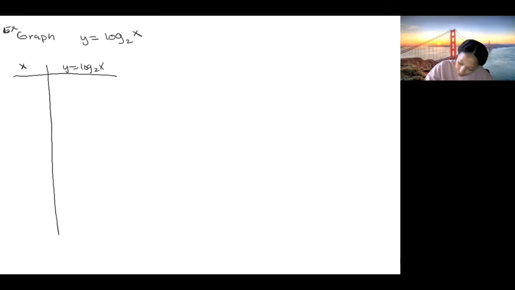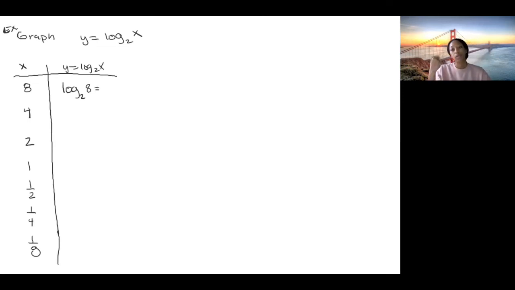So let's go 8, 4, 2, 1. Remember, we said when we're taking the log of a number, we can't take the log of a negative number. It has to be positive. So we can look at some fractions though. 1/2, 1/4, and 1/8. So the first one, which we just did, log base 2 of 8. This is asking what power do I raise 2 to get 8? That's 3. So we get the point (8, 3) for our graph.